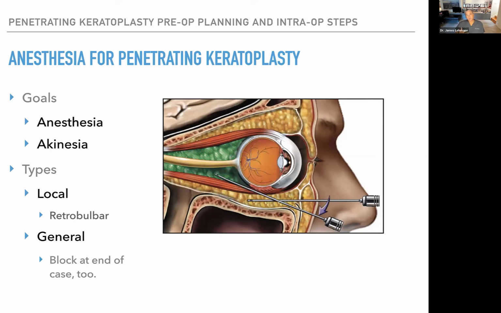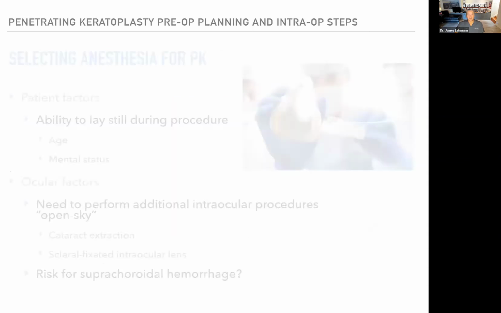So the most common way we do the surgery in the United States is under a retrobulbar anesthesia with IV sedation with an anesthesiologist or a nurse anesthetist there in the room. However, in many countries, general anesthesia is the most popular way to do a penetrating keratoplasty. And there's nothing wrong with that. It just may require some additional preoperative health screening that we don't have to do.